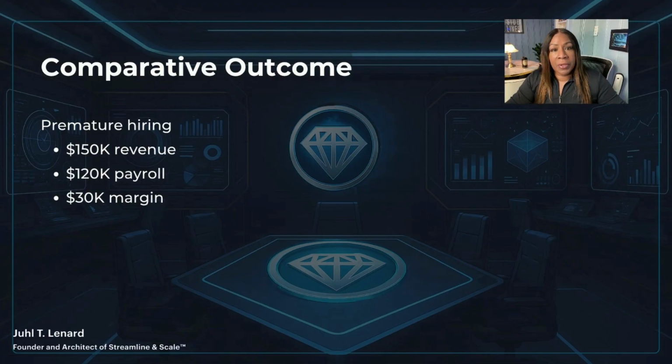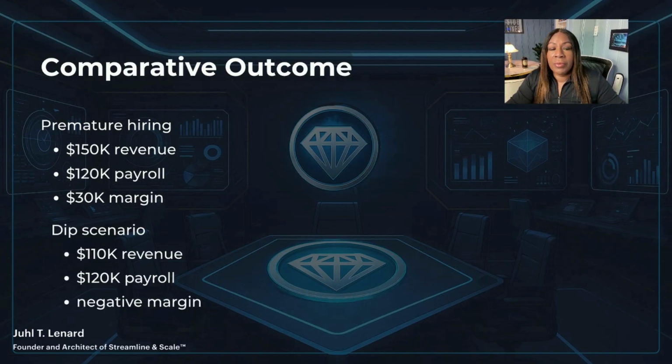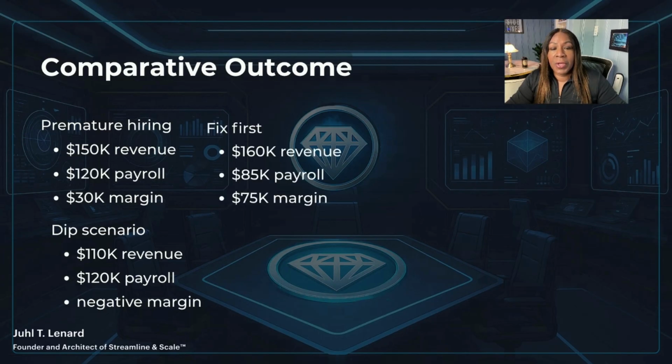So here are some comparative outcomes. With the premature hiring, we had 150K in revenue, 120K in payroll, and we had margin, right? When the revenue dips, we have negative margin, of course. But when we fix the constraint first by smoothing out the workflow, then with 160K in revenue, we can maintain an 85K payroll and then increase our margin by 75K, because we can do more with less because we even it out.